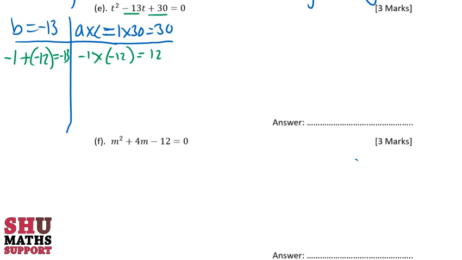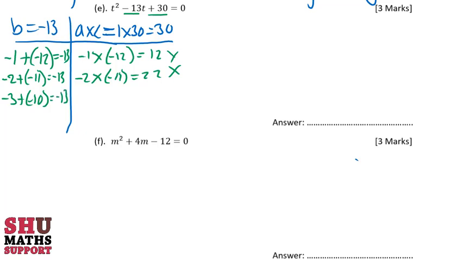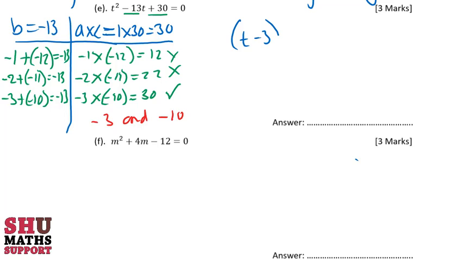So next, let's try minus 2 plus minus 11, which gives us minus 13. And then if we do minus 2 times minus 11, we get positive 22, which isn't the number we want. So let's try again. If we have minus 3 plus minus 10 equals minus 13, and if we do minus 3 times minus 10, we get positive 30, which is what we want. So we know our values are t minus 3, because we're using t, not x, times t minus 10, which is all equal to 0.